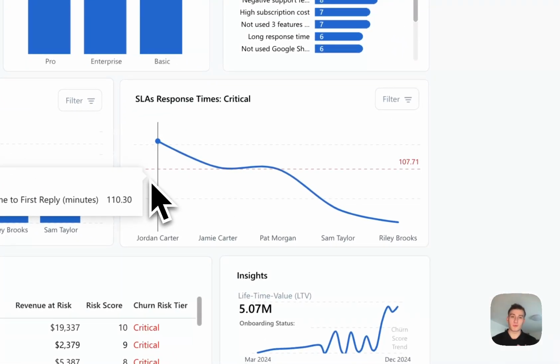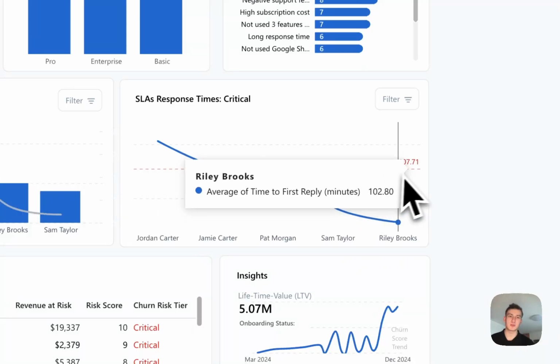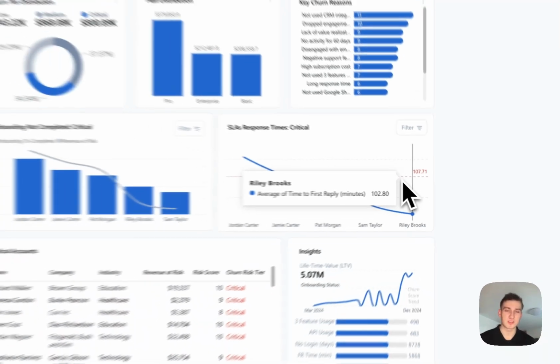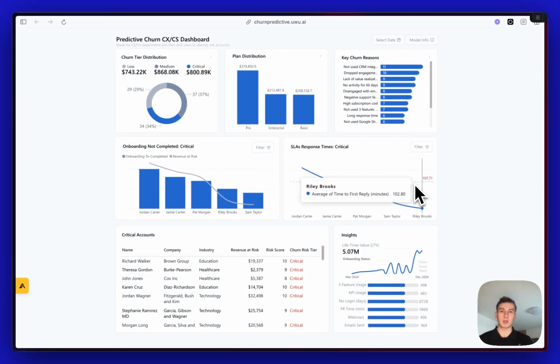And we are able to see here that for Jordan Carter, the average response time is more than 60 minutes, close to 2 hours, which is not ideal. As you can see here, the red zone is around 107. In reality, it should be below 60 minutes. And we're able to see which agents need to improve, or where we need to intervene with some changes in the company, some processes, so they're able to respond much faster.